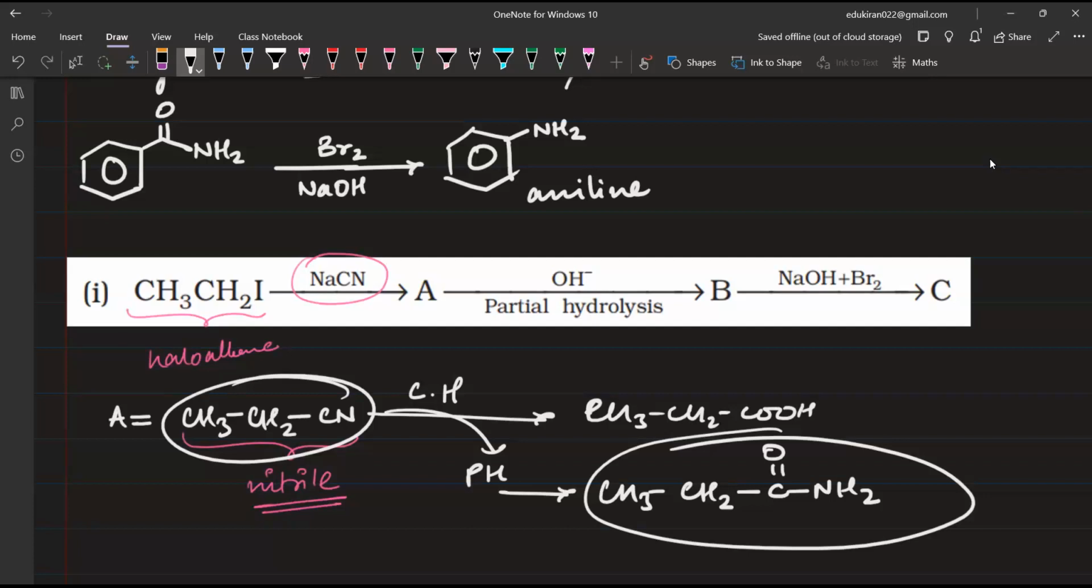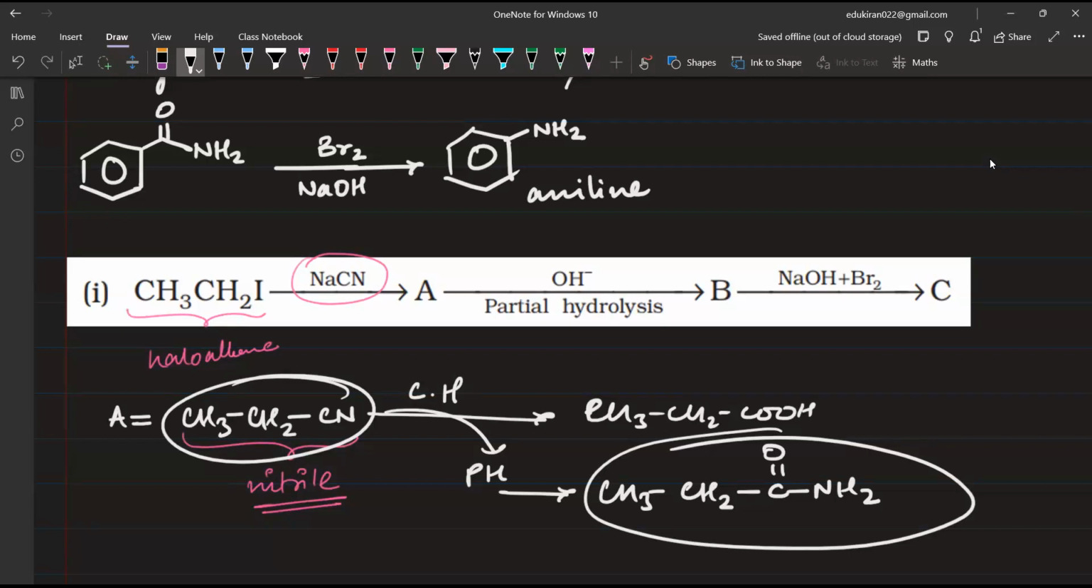Even if you have seen it and memorized it, recalling and retaining it in the exam is a bit difficult, because we don't have nitrile in the chapter's name and we don't have amide in the chapter's name. This is coming in between. That is why I have taken this question. Once you all take a look at this.